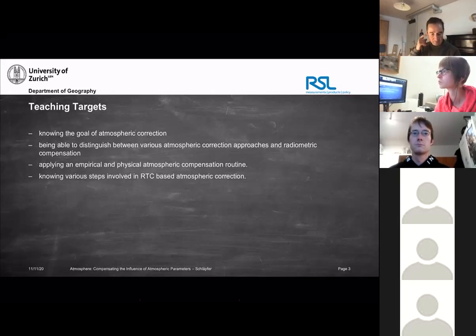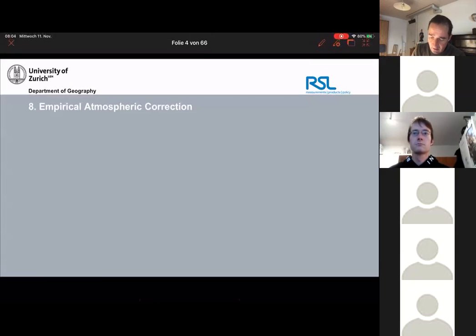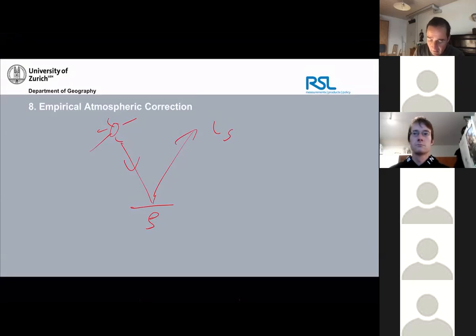First, about the goal. That's something which may sound easy. What is the goal of atmospheric correction? And one could maybe think about that. Well, we have that situation, sun again, and we have LS, at-sensor radiance. That's what we had looked into last time. And down here we have some reflectance on the ground. And the simple goal is to go from at-sensor radiance to reflectance.